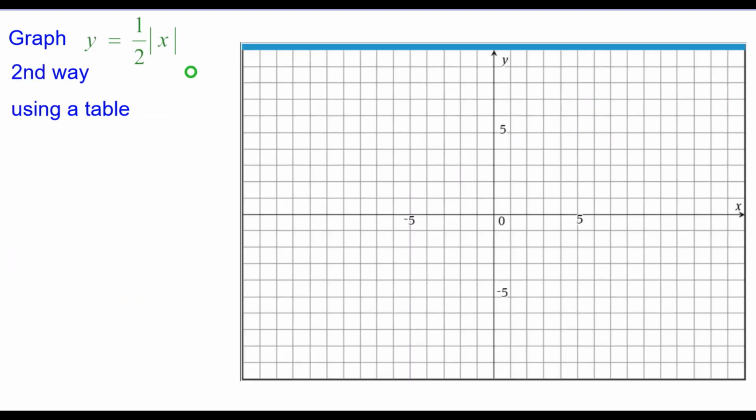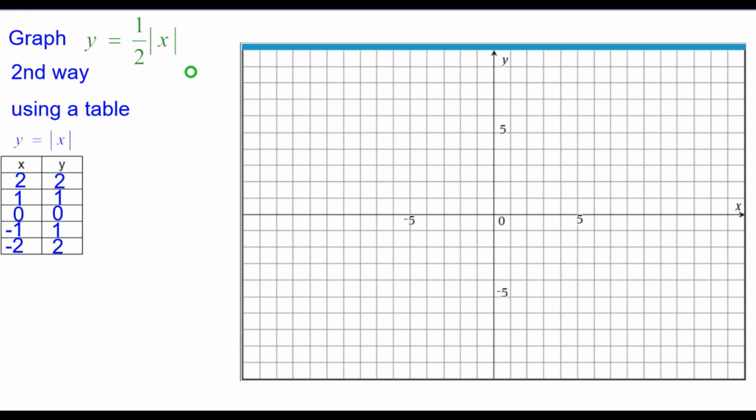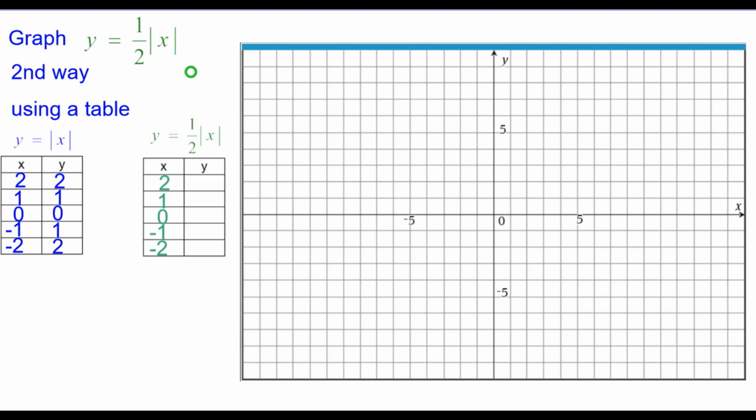The second way is using a table. And so this is our absolute value table. And what we're going to do is multiply each y value by 1/2 because of that coefficient.